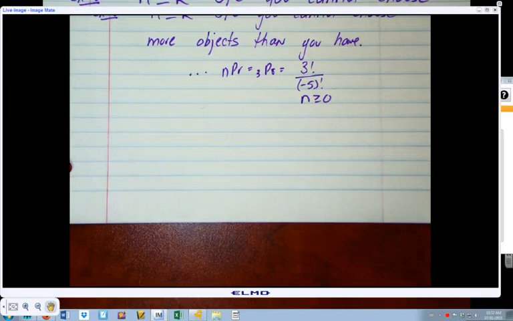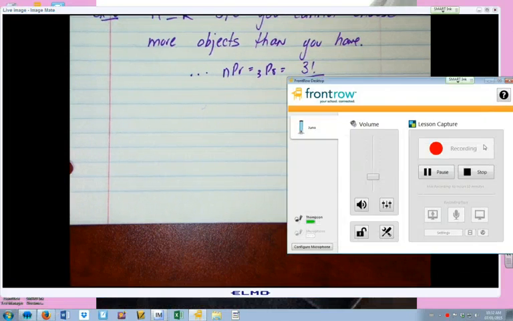How are we feeling on permutations in general? I like them, I kind of like them, I'm not.